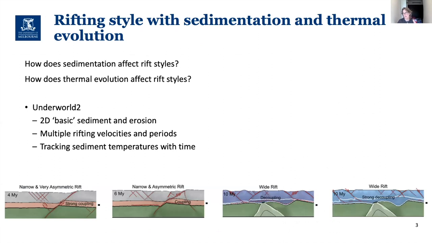Okay, so with my specific rift models, what I'm interested in at this stage is how sedimentation affects the rift styles, and also the thermal evolution of the rift and how that affects the sedimentation. I use Underworld Geodynamics with 2D basic sedimentation and erosion, so I'm not using Badlands. I model multiple rifting phases with cooling phases, and I track the sediment temperatures with time. Previous work by people associated with this research group, as well as others, includes Marina Salerno, a PhD student that finished just at the start of the BGH, who looked at how different rifting setups and cooling phases can change quite dramatically the coupling between the different layers within the crust and lithosphere. And so we've progressed that work.